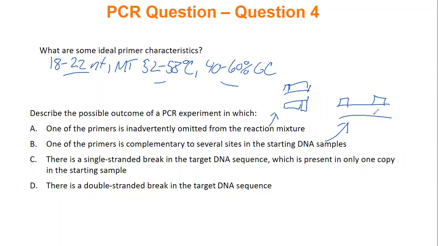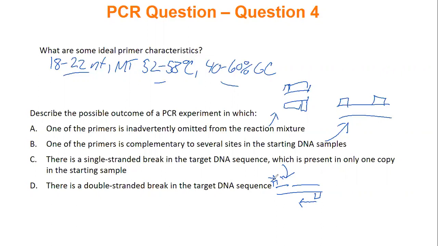What happens if you have a single strand break in your DNA? What if you want to replicate DNA that looks like that, where we have a break? This one is actually okay. It does not matter if you have a single stranded break. Let's take a look at why that is. Let's say we have a primer here and we have a primer here. The bottom primer is going from right to left. The top primer is going left to right.